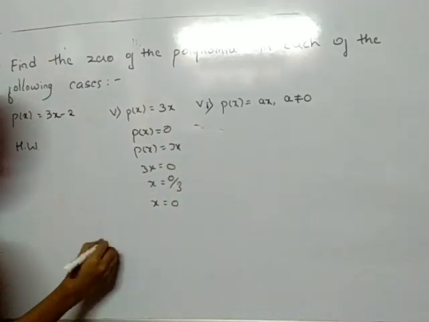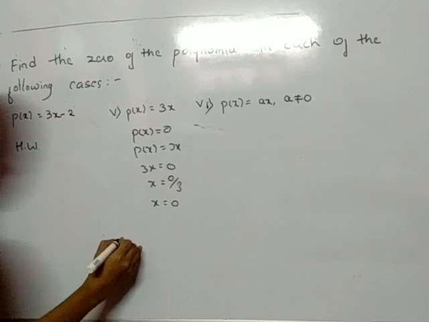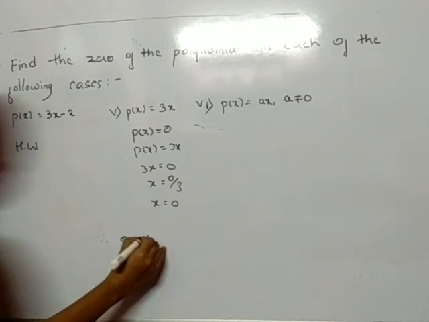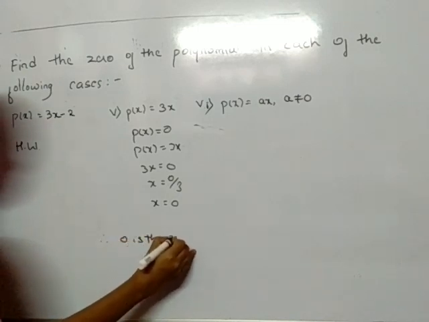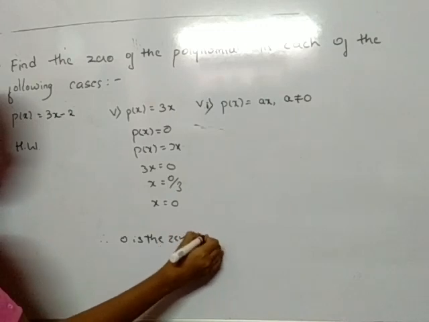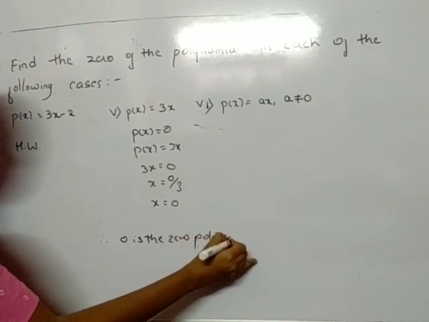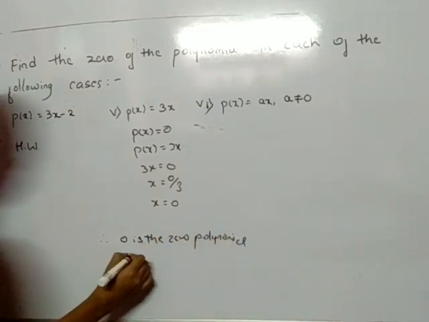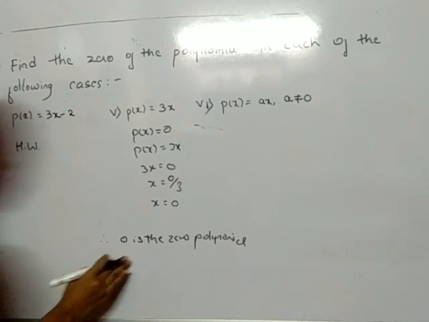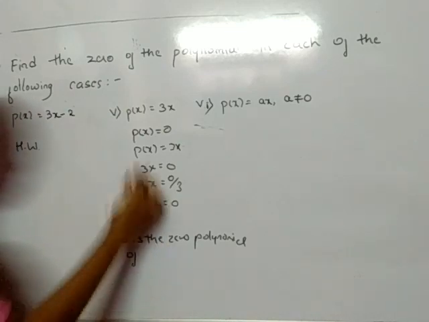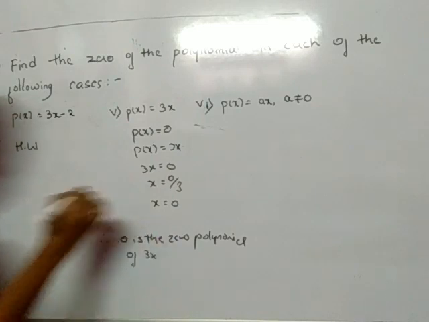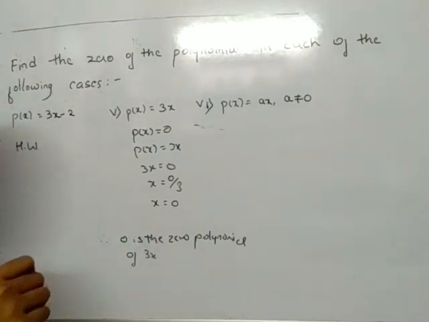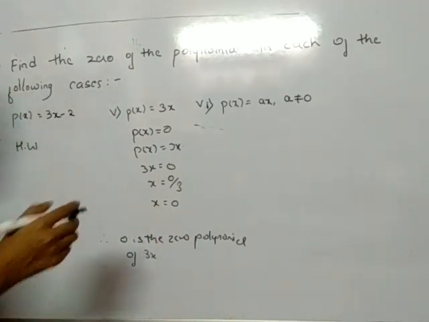So therefore 0 is the zero of the polynomial 3x. Then the fifth one is over, sixth one now.